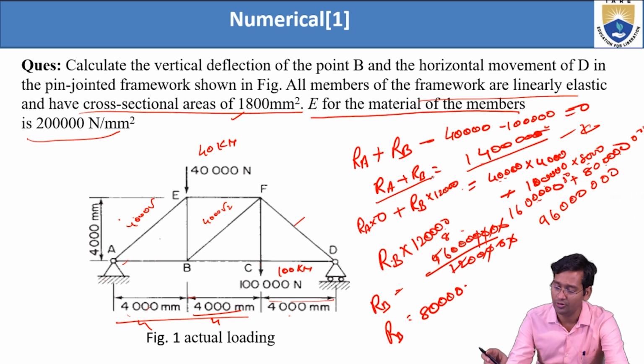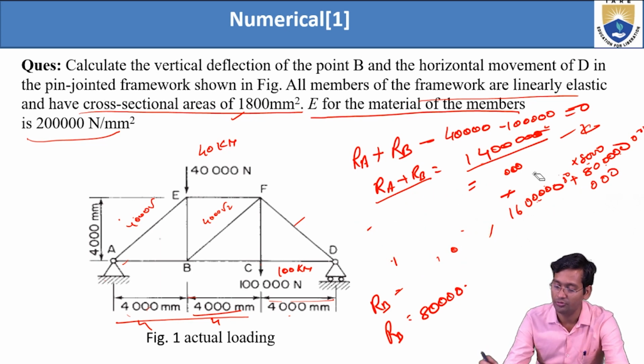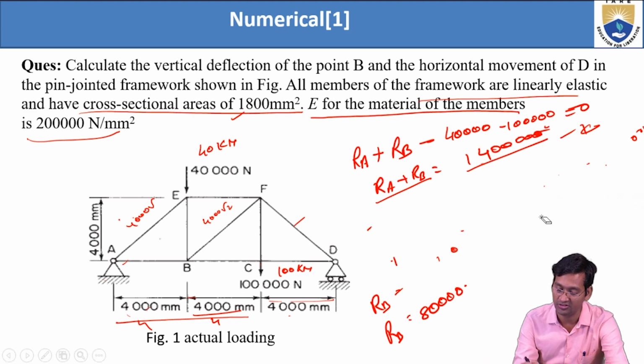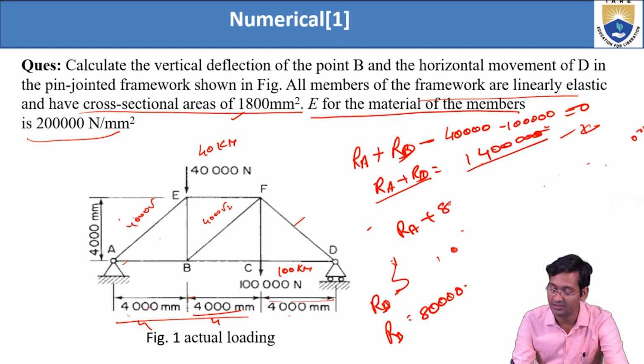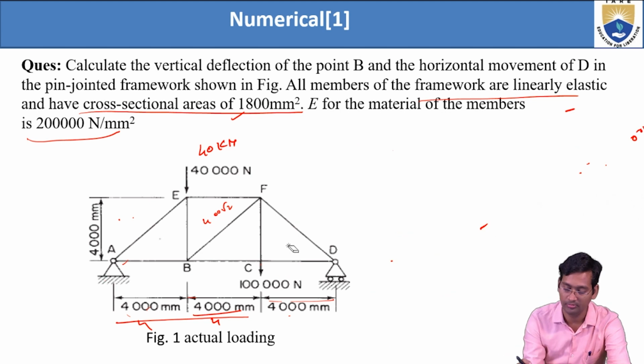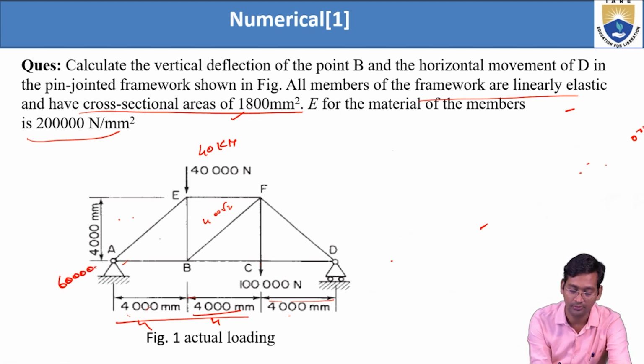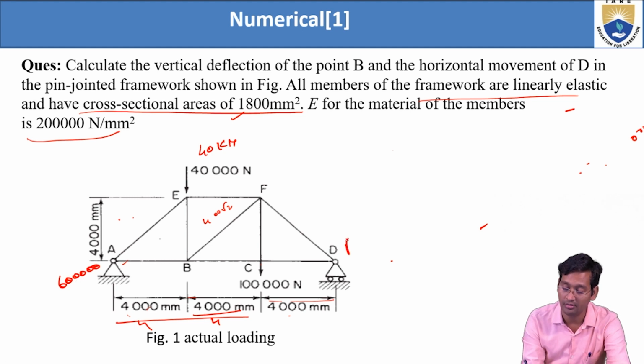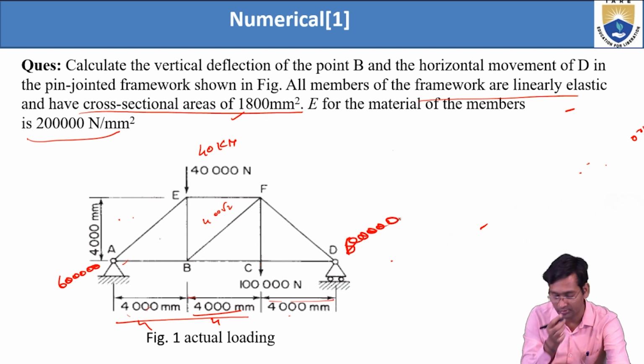Now put here. RB equals 80,000. Sorry, this is RD. So RD equals 80,000. Now after putting here, RA plus RD minus 1,40,000 equals 0, so RA equals 1,40,000 minus 80,000, that is 60,000. So now we have RA as 60,000 and RD as 80,000. Okay, now we got.